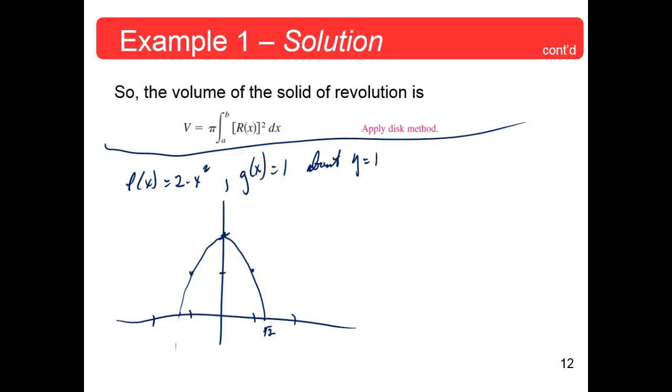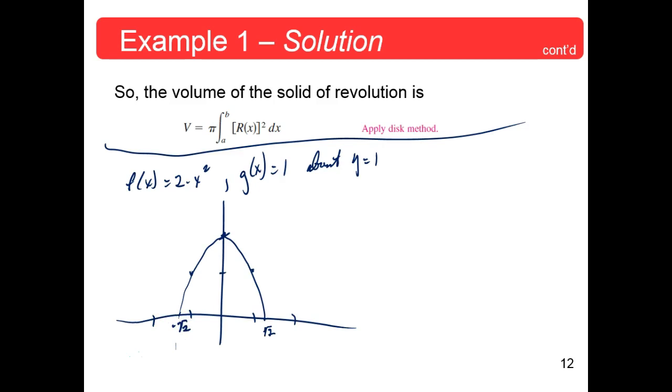How do we know that? Because when y is 0, then 2 is equal to x squared, so x must be root 2 or minus root 2. Those are your points of intersection.